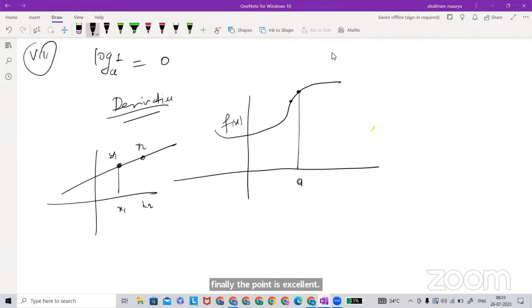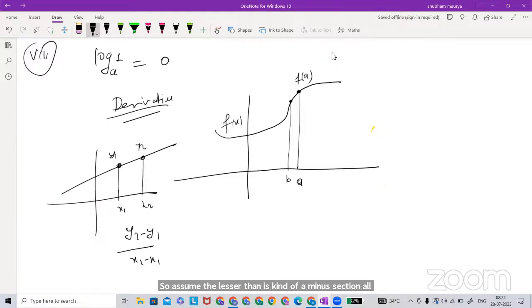What will the slope be in that case? It is y2 minus y1 upon x2 minus x1. This is exactly the same. Suppose this value is f(a), and suppose the previous point, lesser than a, is a minus epsilon, let's say b. So this is b, and this is f(b). This looks like a line.